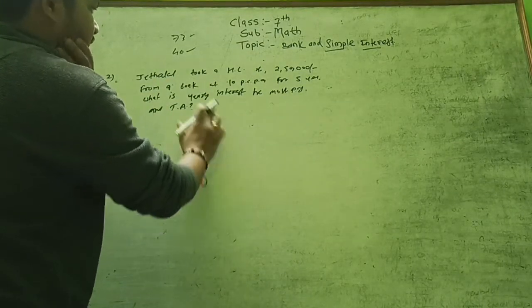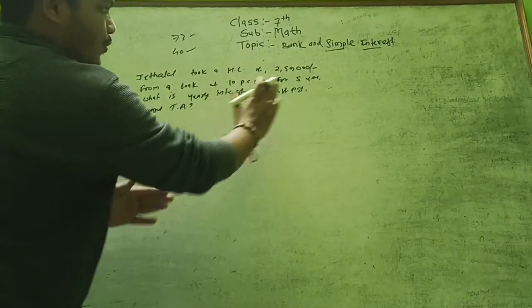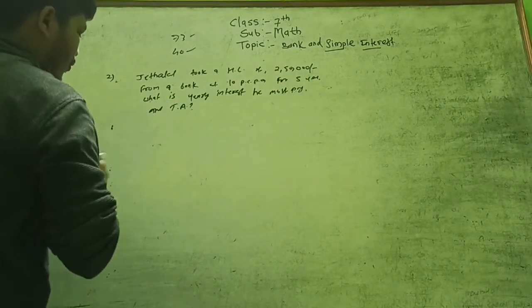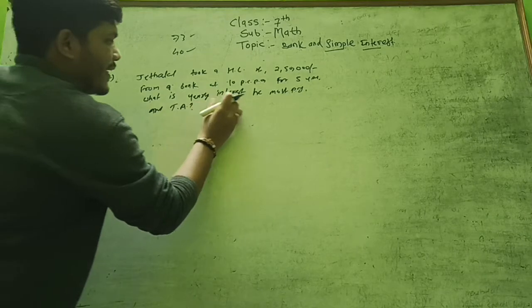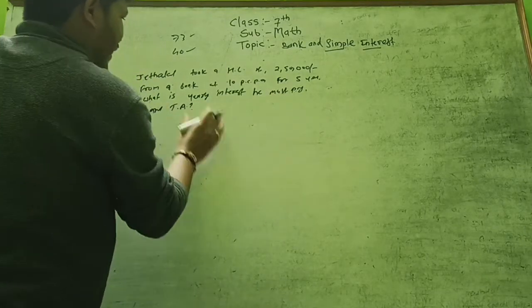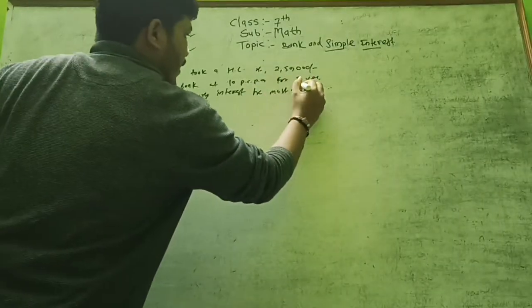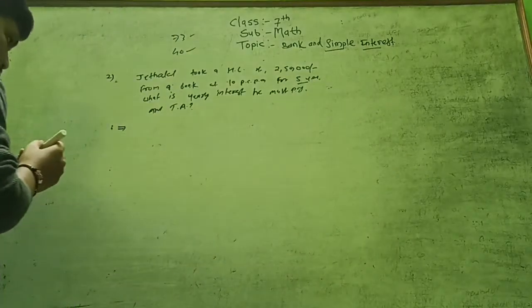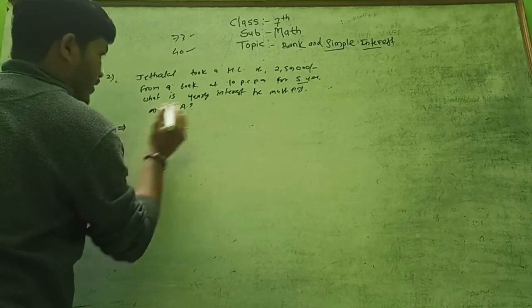What is the rate of interest then? At 10% per annum for 5 years. Okay, what do we have to find out? We have to find out the yearly interest he must pay and the total amount after the 5 years he must return to the bank. Now first of all, write down the given data in the problem.